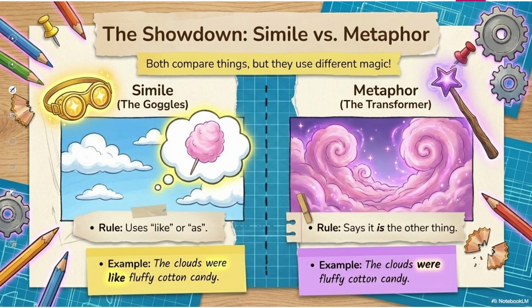Let's see a comparison between simile and metaphor. In simile we use the words like or as, and in metaphor we do not use these words. In both we compare two different things. Let's see the example. The clouds were like fluffy cotton candy, and in metaphor's example the clouds were fluffy cotton candy. In the first example we use the word like, which makes it a simile, and in the second example we did not use it.